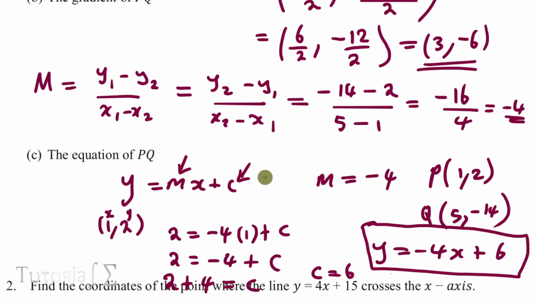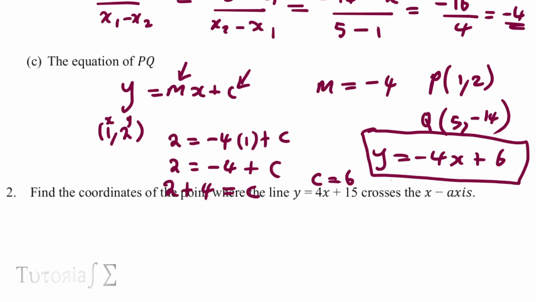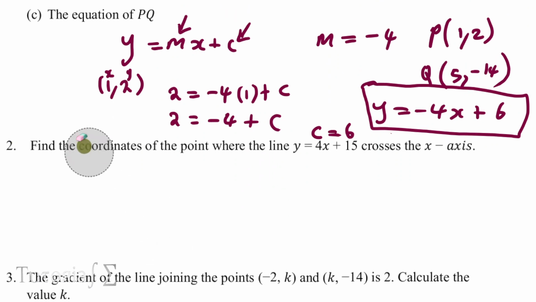So on the equation, just two things that you need: your m, your gradient, and your c. And how you find your c, you pick any coordinate. So if you use this coordinate down here, you would find the same answer. So that is your equation. Okay, now we come to question 2. Find the coordinates of the points where this line crosses the x-axis.